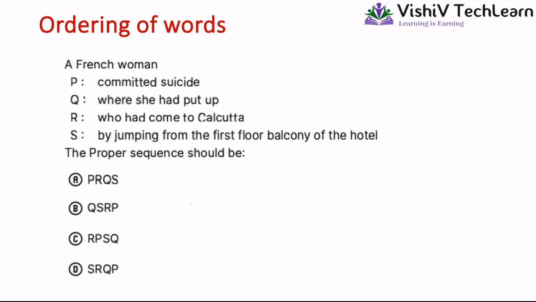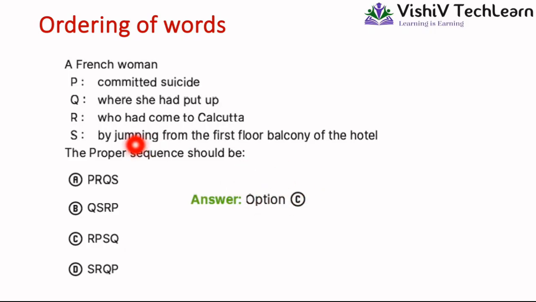Next question. A French woman committed suicide where she had put up who had come to Calcutta by jumping from the first floor balcony of the hotel. Now in this case starting part is given, so we can think of it, and we can think of next sequence part. So it may be R, who had come to Calcutta. Okay, a French woman who had come to Calcutta committed suicide by jumping from the first floor balcony of the hotel where she had put up. That could be the sequence, and that is RPSQ. RPSQ is the option C. Let's check. Option C is right.